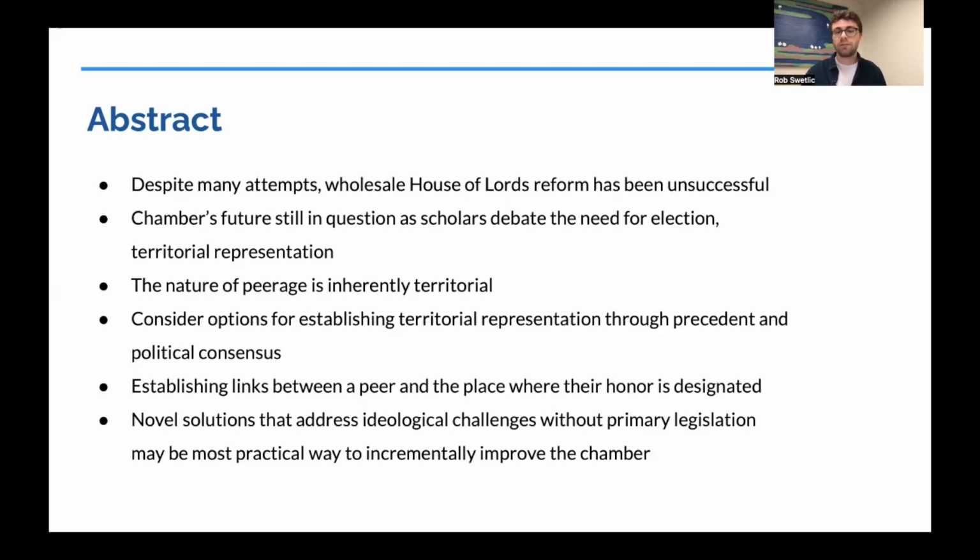Peerages, and the nature of peerage, are inherently territorial. This paper is complemented by an interactive map of the UK, which visualizes the distribution of peers across the four nations. Additionally, the flexibility of the Westminster system to incorporate reform without primary legislation indicates that novel solutions to address ideological challenges without that primary legislation may be the most practical way to incrementally improve the chamber.